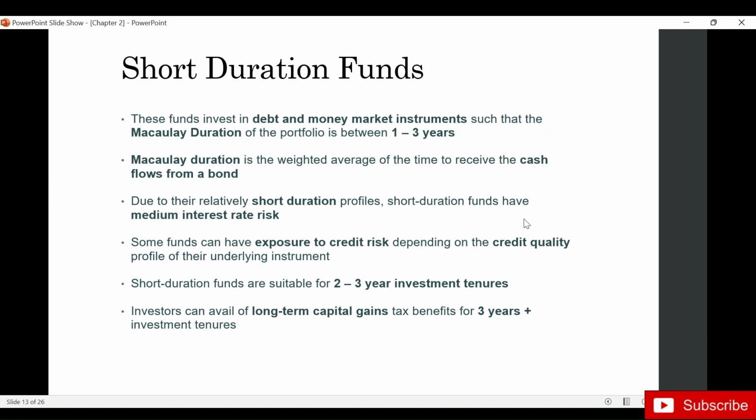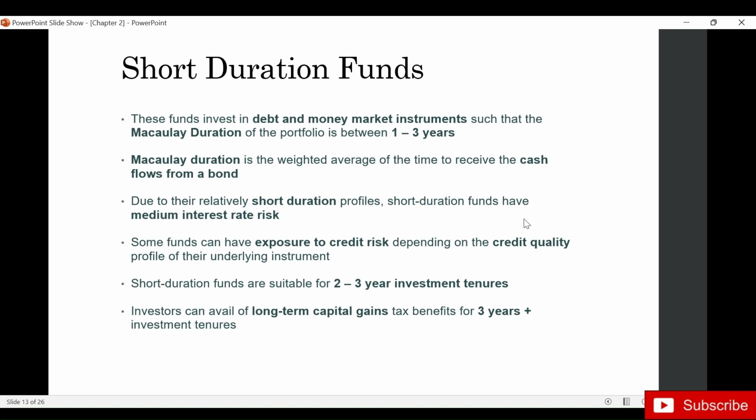Now we come on to the next category of debt mutual fund, that is short duration funds. Short duration funds invest in debt and money market instruments where the Macaulay duration of the portfolio is between 1 to 3 years. Macaulay duration is the weighted average of the time to receive the cash flows from a bond.